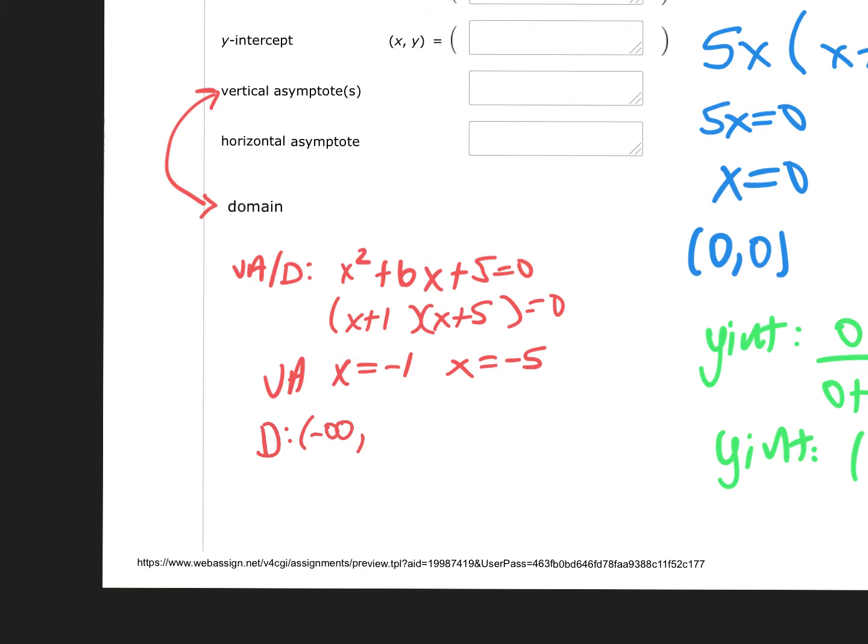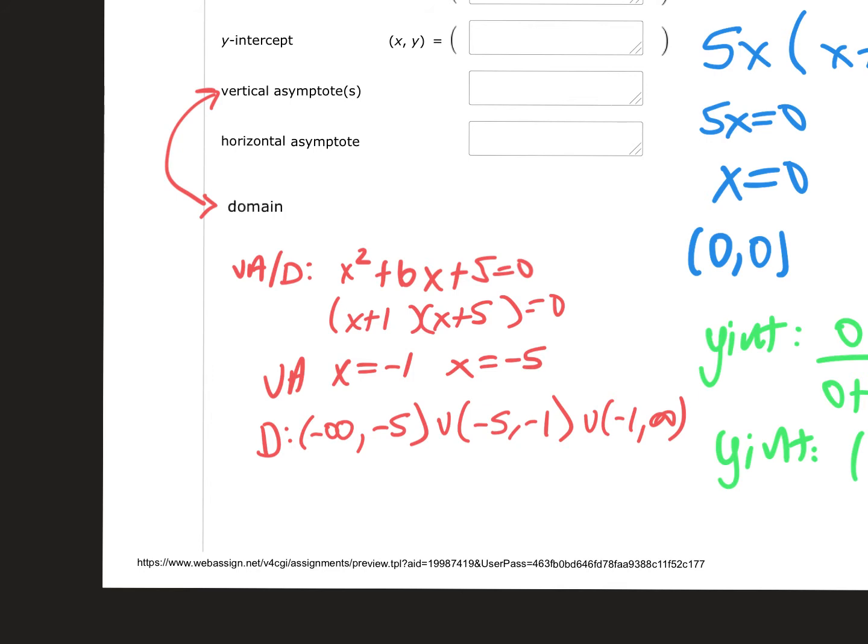Negative infinity to -5. Agreed. Union. Perfect. Good job. Very good job, guys. Your vertical asymptote and your domain go hand in hand.